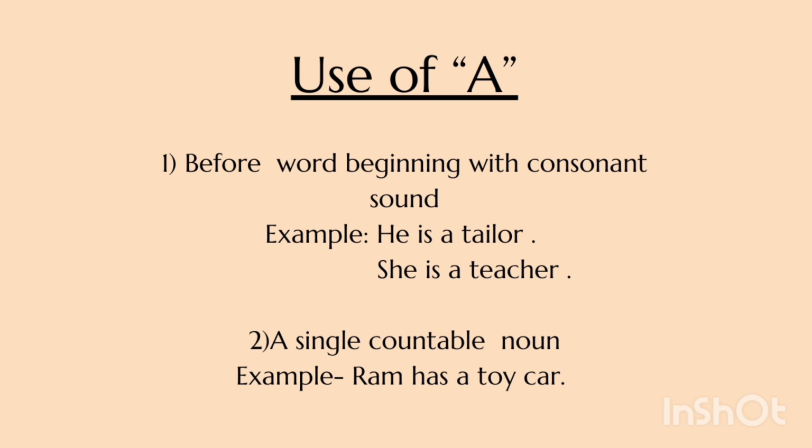She is a teacher. Here teacher, T is a consonant. We are talking about a single person, that's why we have written a here. And the second rule is a single countable noun. Ram has a toy car. Here we can count the number of toy cars, and we are talking about a single toy car. And T is a consonant, so here we are using a.